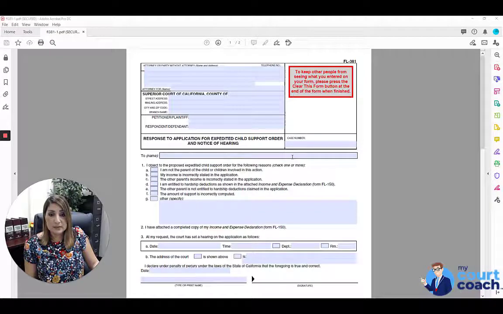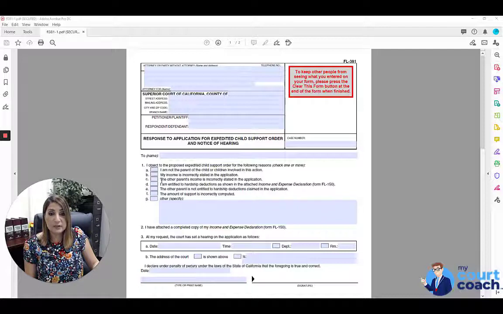When you fill this out, you want to list the opposing party's name at the top where it says to, and then you want to mark the box that explains best why you are objecting to the proposed order. If you are not the parent of the child that the child support is being requested for, you would mark box 1A. If you believe that the opposing party's child support calculations are incorrect because they have improperly stated your income, you would mark box 1B.